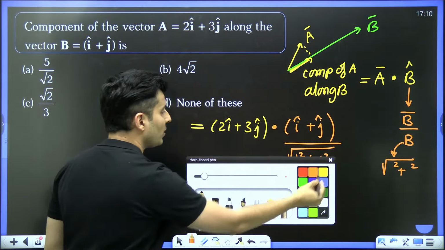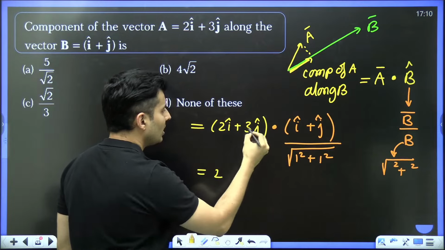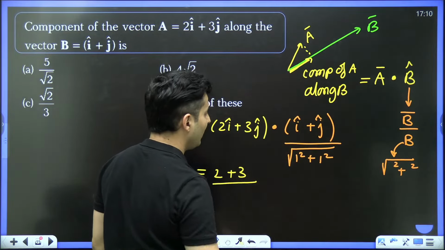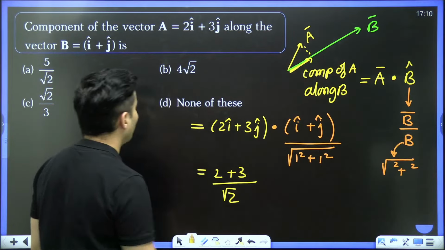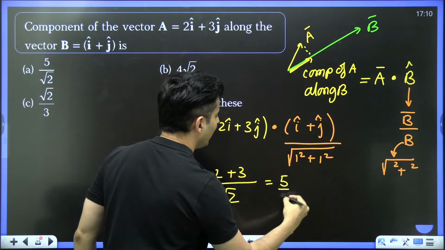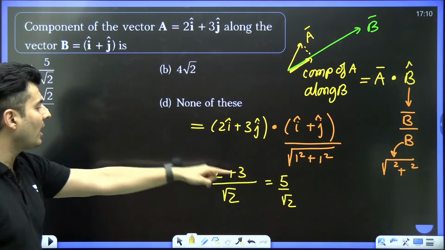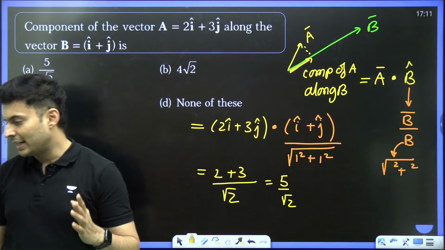So now let's see what we get. 2i into i is 2. 3j into j is 3, divided by root of 1 plus 1, guys. That's just 2. So this will be root 2. So 5 by root 2 should be the answer. 5 divided by root 2 should be basically the component of A along B. That is option number A. That's the correct one.